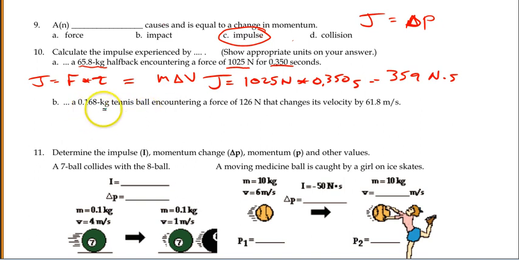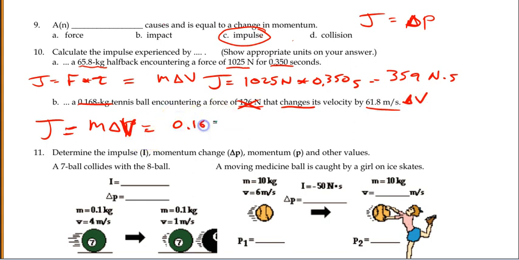A 0.168 kilogram tennis ball encounters a force of 126 newtons that changes its velocity by 61.8 meters per second. In this case, I'm going to find the impulse by determining the change of the momentum, mass times change in velocity. I'm going to do that because I don't have a time to go with the force, but I do have a mass to go with the change in the velocity. See, it changes, so this is actually delta V.